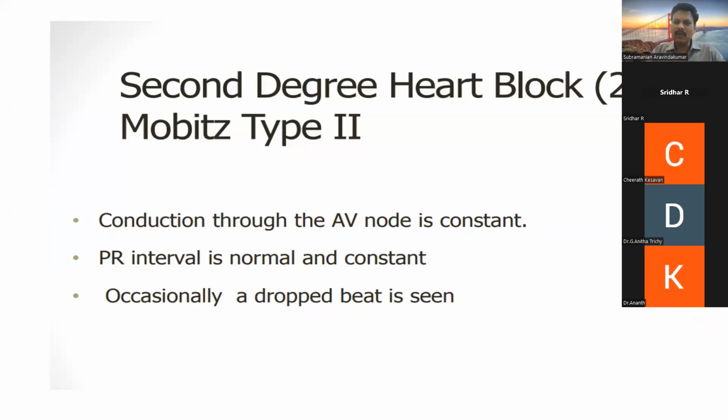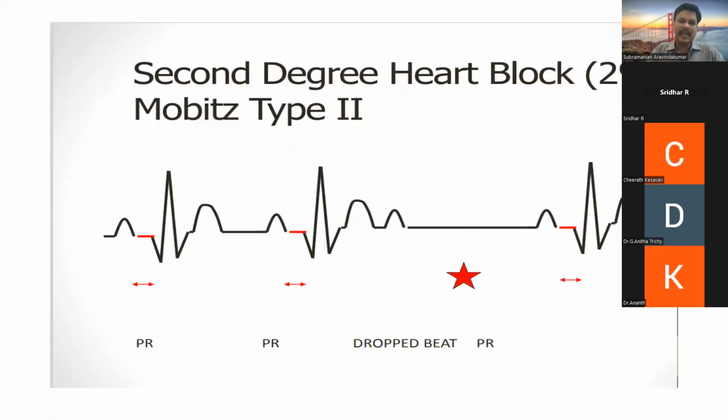So conduction through the AV node is constant. PR interval is normal. The point is here, in Mobitz type 1 the PR interval is prolonging. Here, the PR interval is normal. Whenever it is conducting, it is normal and constant. And on and off, that is the drop beat. The P wave is not followed. See here, P wave, PR interval normal. After that, you expect a P wave followed by a PR interval, and a QRS complex here. It is not happening. That is completely dropped. Then you have a P wave followed by a QRS complex. So intermittent loss of conduction predominantly happening below the AV node, in the His bundle or infra-Hisian area. You call it second degree heart block or Mobitz type 2 block.